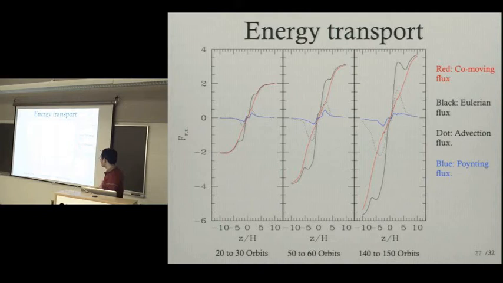You can see that at earlier times, when the disk is not that hot, it's still diffusion dominant everywhere. But when the disk becomes hotter and hotter, the advection actually contributes a significant fraction of the energy transport near the midplane of the disk. But this advection is not included in the alpha model. This will also change the growth rate of the thermal instability compared with the alpha model. And the blue line is the Poynting flux in the simulations.